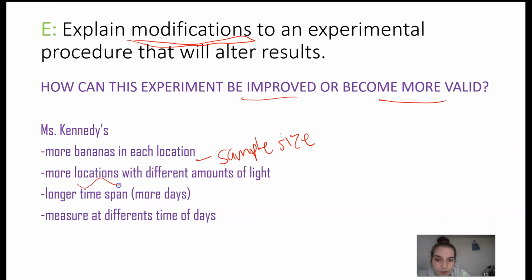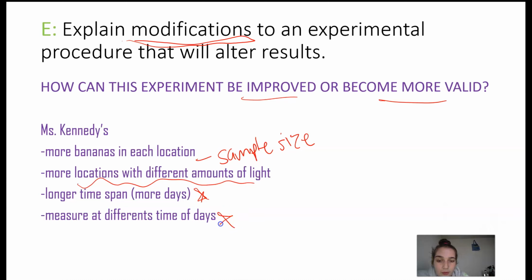I could have more locations with different amounts of sunlight. So I could have a window with full sunlight, a window with partial sunlight, a shelf with less than partial sunlight, a shelf with full sunlight, a closet with none, a closet with medium, things like that. So a longer time span as well. I could have measured for more than 7 days. I could have done a week and a half, 14 days, little things like that can modify an experiment, and also could totally change the results. You don't know until you do it.